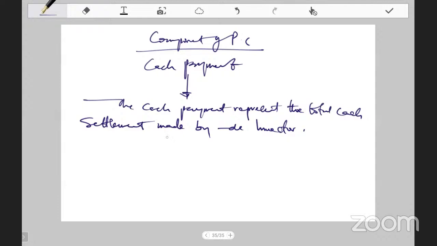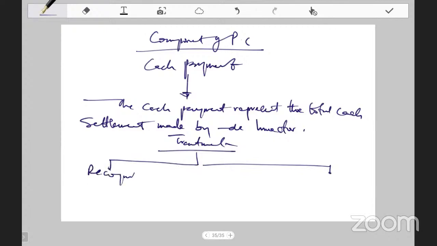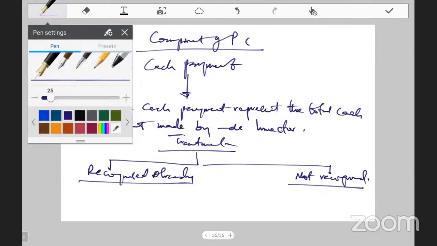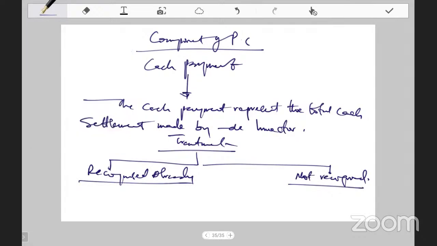Now, what we need to note is we have to ask ourselves the treatment. There are basically 2 treatments: one, recognized already, and two, not recognized. Now, what am I talking about, and what do we need to understand about this recognition or not? If you are given a question and you are told that there is a payment for the subsidiary and it is recognized, when I say recognized already, the value is stated in the statement of financial position.